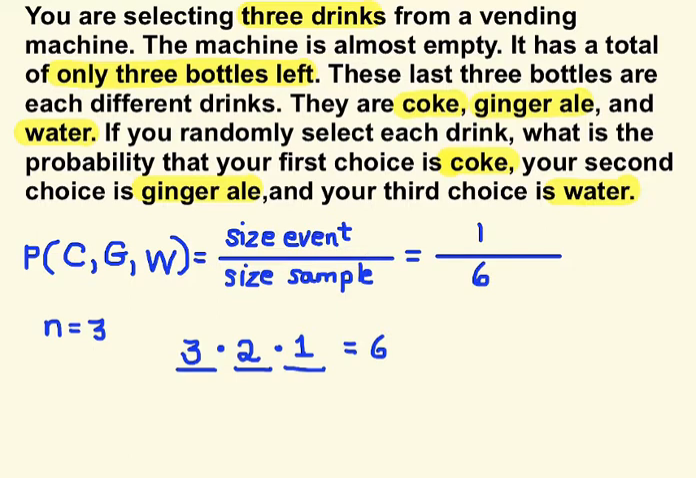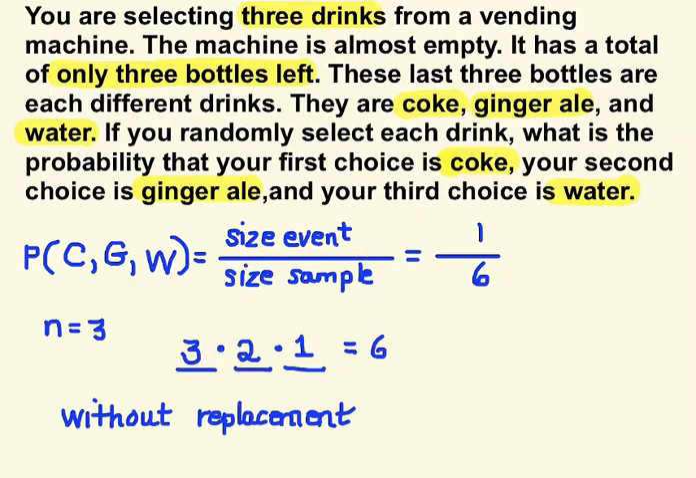Now this is a problem without replacement. Without replacement means that once I've taken that first drink, that drink is gone and there are only 2 left. I don't replace that drink. Remember, the vending machine is just about empty. So this is without replacement.